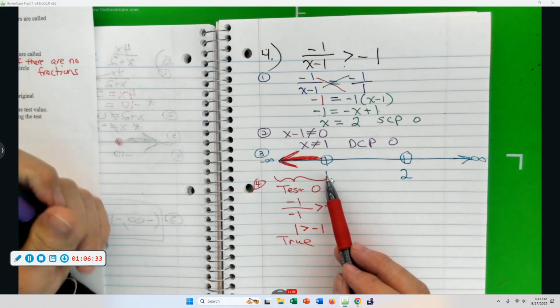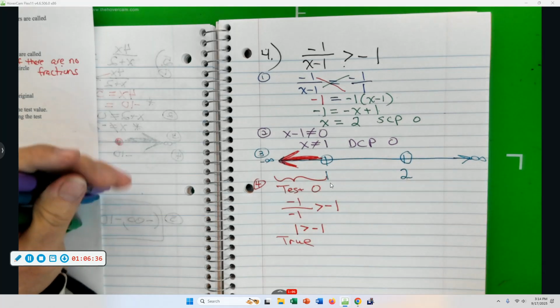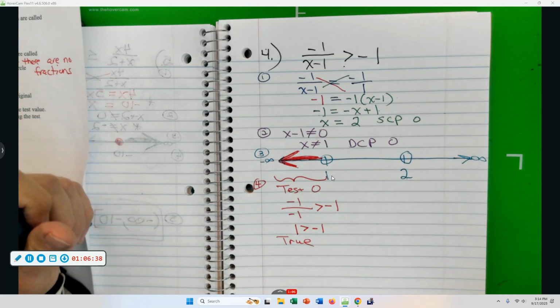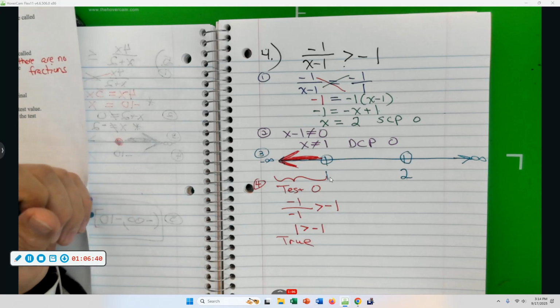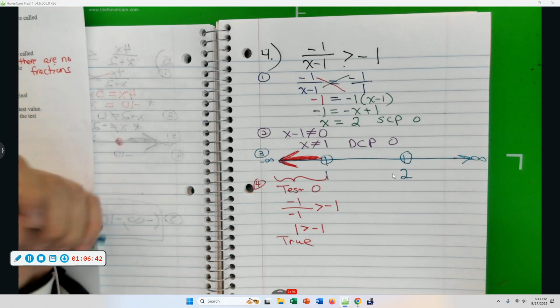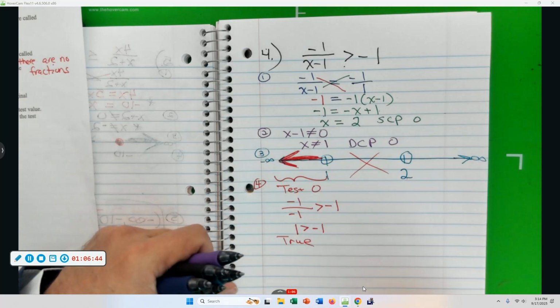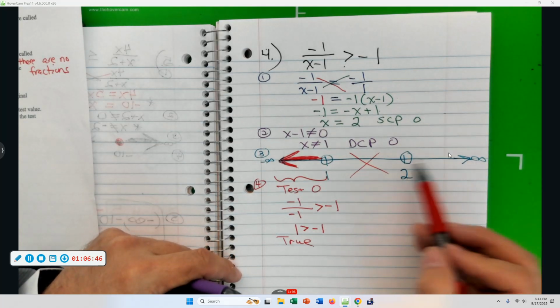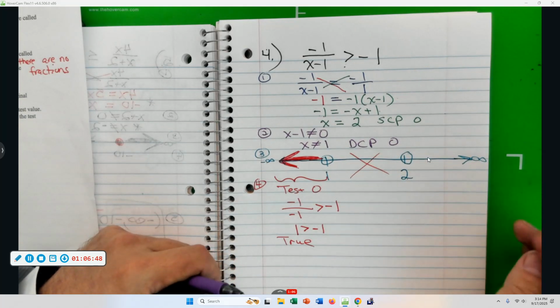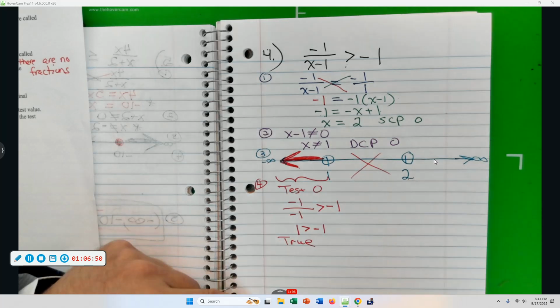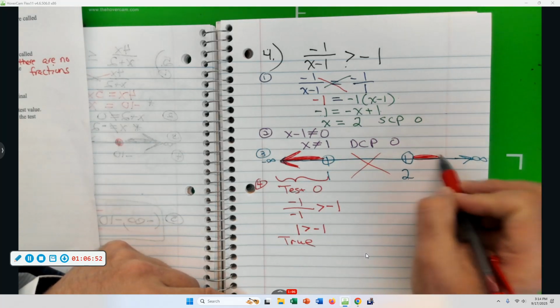What am I going to do between 1 and 2? If I had tested 1.5 and got it done correctly, would I expect it to be true or false? False. I'd cross it out. If I tested 3 over here, or 30 million, true or false? True. So shade.